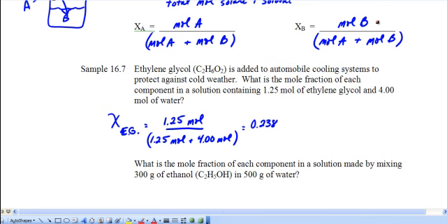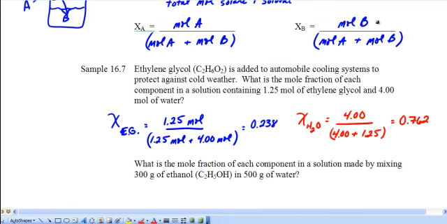And we'll do the same thing for water. The mole fraction of our water will be the 4 moles of water over the 4 moles of water plus the ethylene glycol, 1.25. And we get 0.762 as the mole fraction.